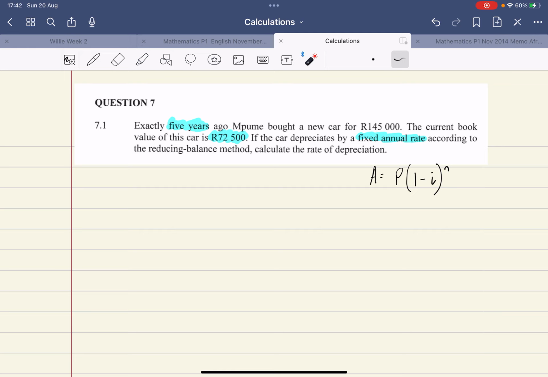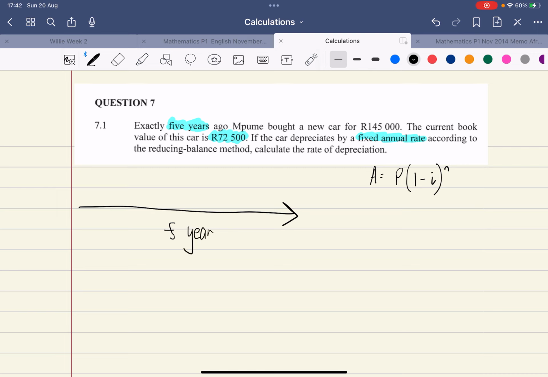So they want us to basically calculate by what interest, what percent, does this vehicle depreciate? Because 5 years ago, the car was worth 145k, now the car is worth 72,500. So over 5 years, a fixed interest, a fixed percent was applied to depreciate the value of the vehicle. And that is what we are going to be calculating.